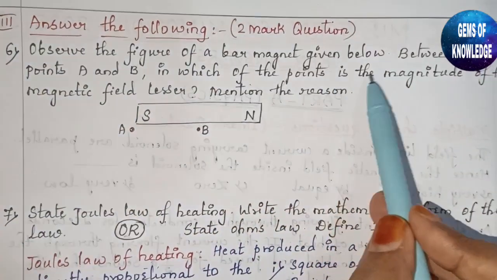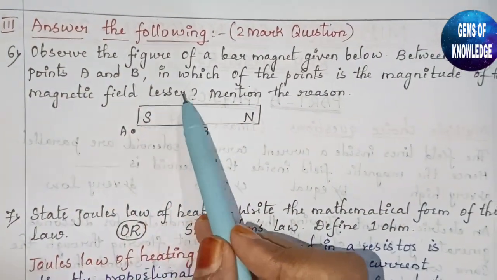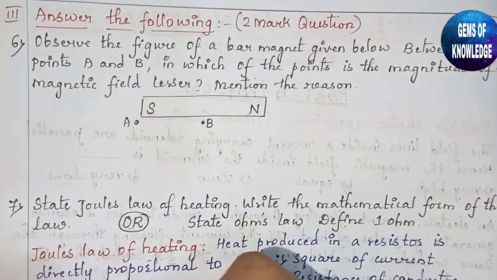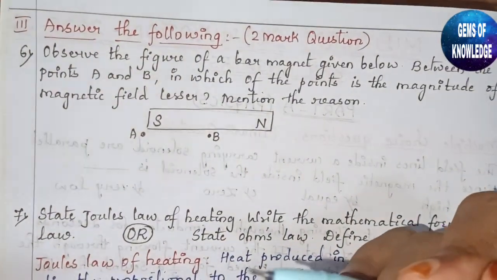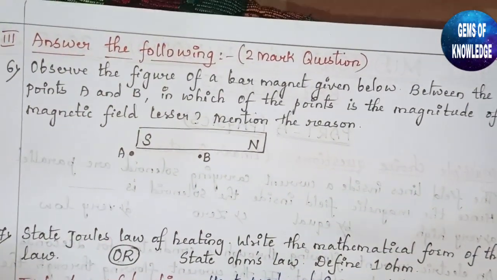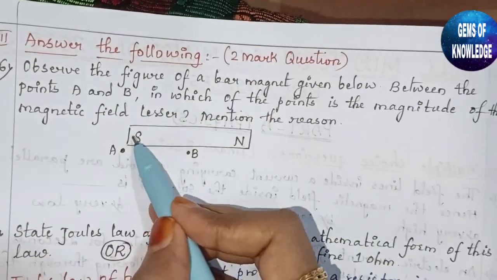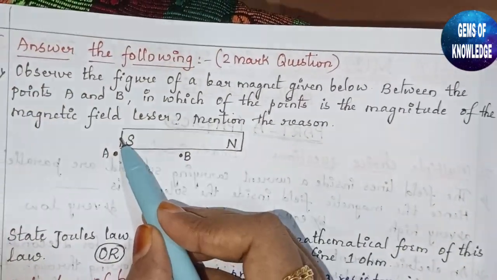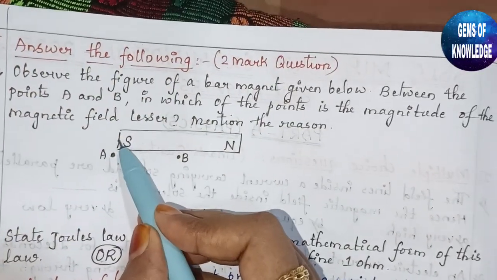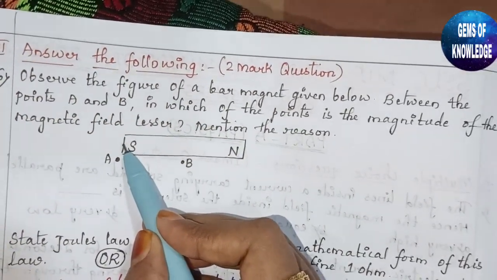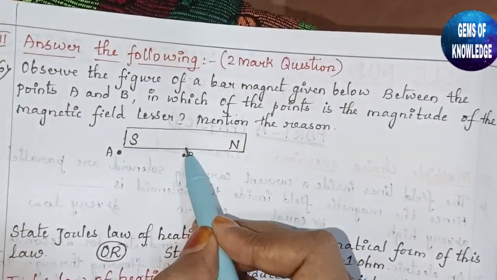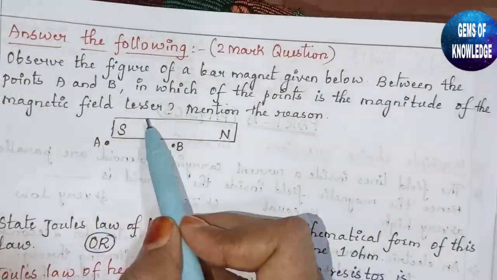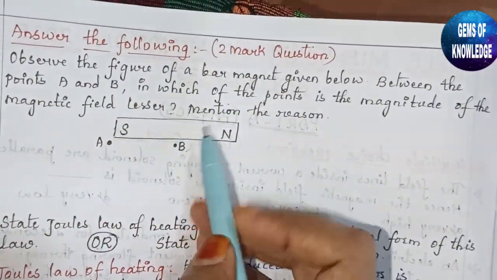In which of the points is the magnitude of the magnetic field lesser? Among A and B, where is the magnetic field less? And they are asking us to mention the reason for that. So we know that these are the poles of the magnet, south and north pole. The magnetic field near the poles is greater, whereas in the center it will be less. So the magnetic field is less at the point B.